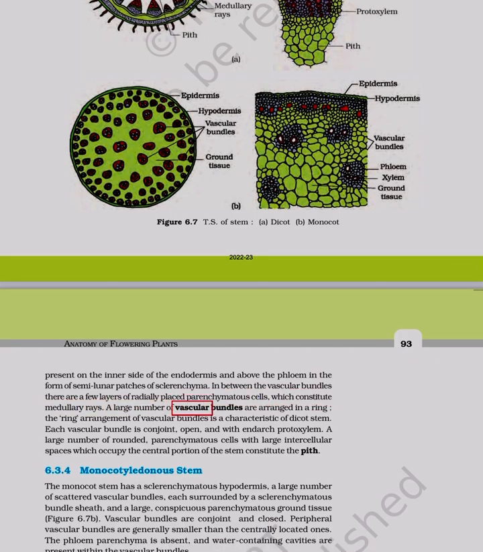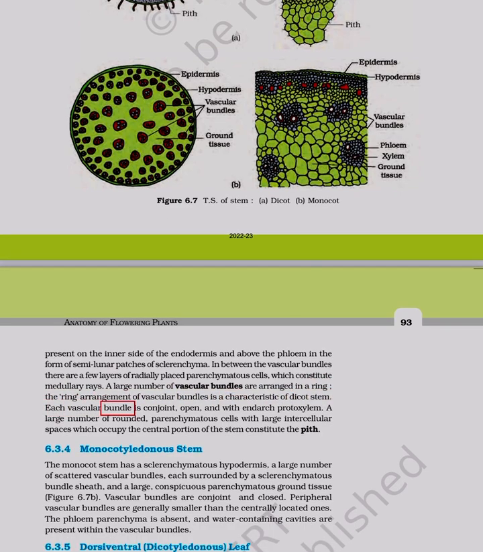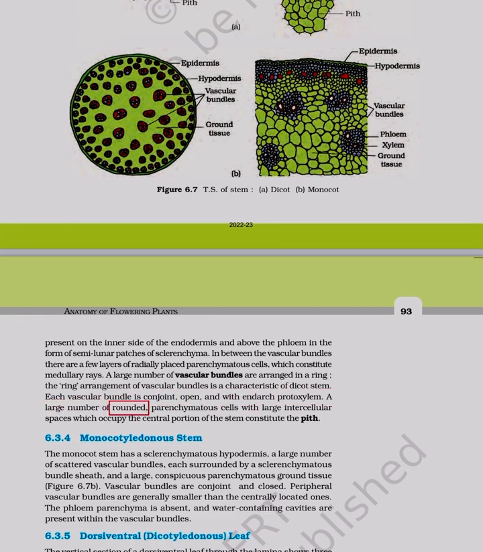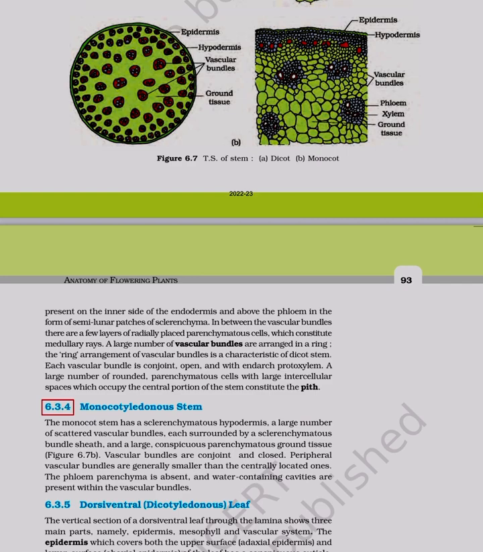A large number of vascular bundles are arranged in a ring. The ring arrangement of vascular bundles is a characteristic of dicot stem. Each vascular bundle is conjoint, open, and with endarch protoxylem. A large number of rounded, parenchymatous cells with large intercellular spaces, which occupy the central portion of the stem, constitute the pith. 6.3.4 Monocotyledonous stem.